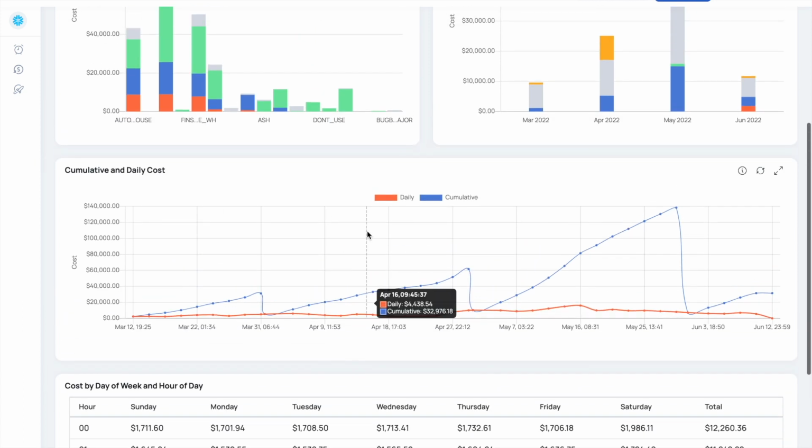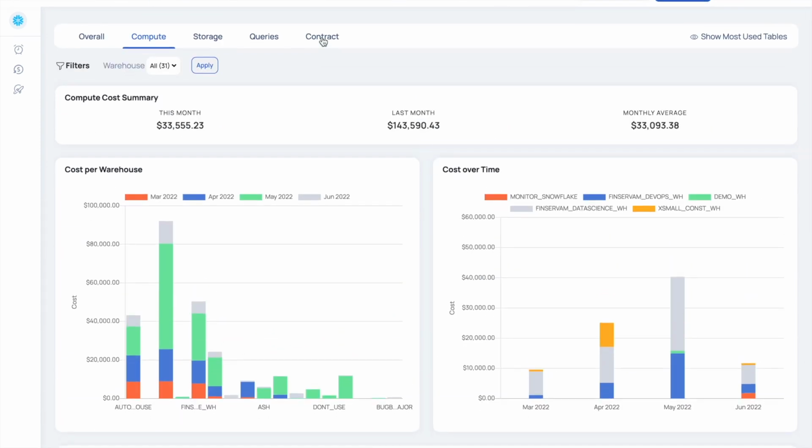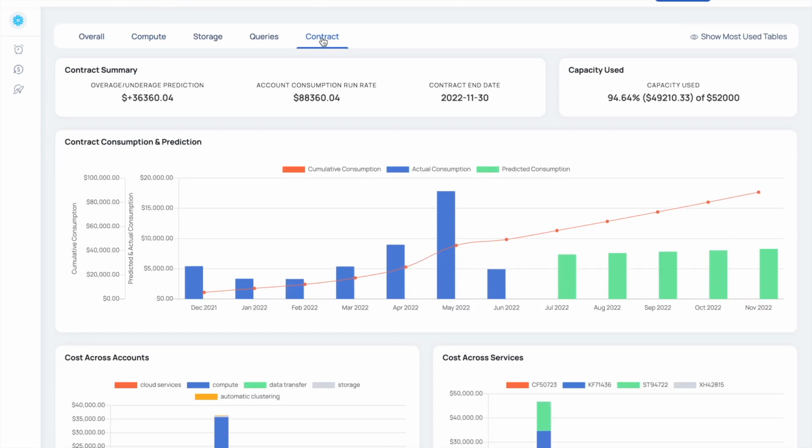But what starts to concern us a little bit is seeing our cumulative monthly cost continue to rise so dramatically here. So we see a pattern here, gradually, but it's starting to add up a little bit higher. In particular, when we view this against our contract, we see a contract that was meant to last us until the end of November, but we're already 94% of the way through it.